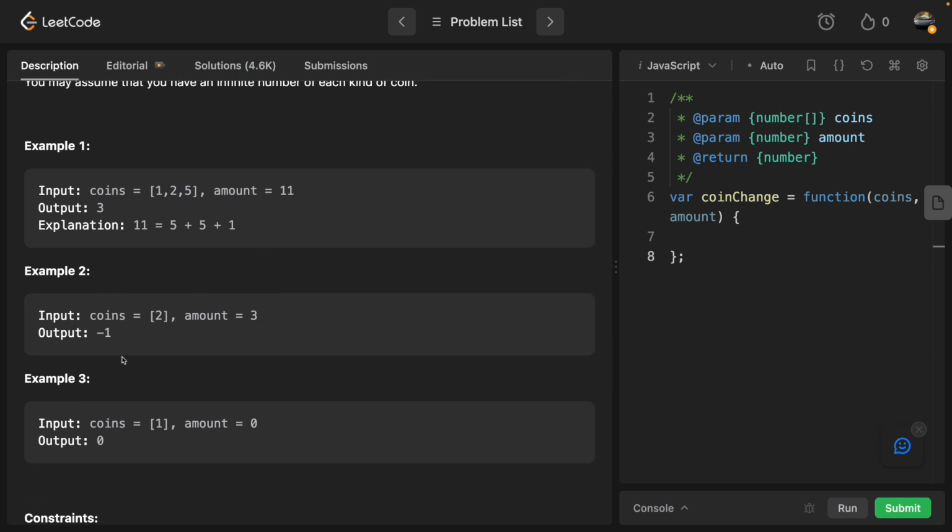For this example, here we have the coin with the value 2 and the amount is 3. What is the fewest or the minimum coins that we can use to make up this amount? The answer is -1 because we cannot use any coins in this array to make up this amount.